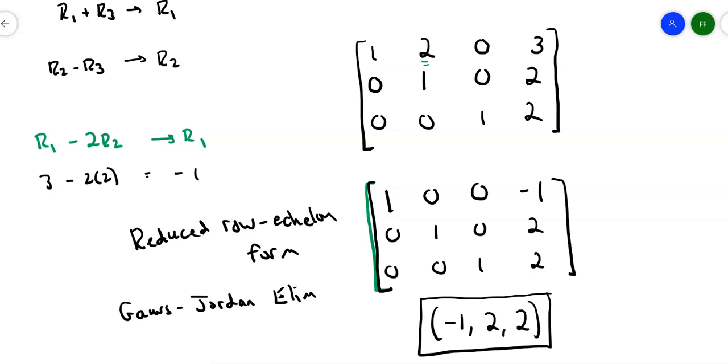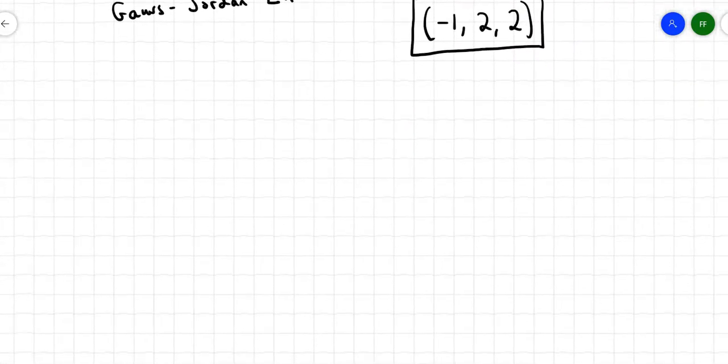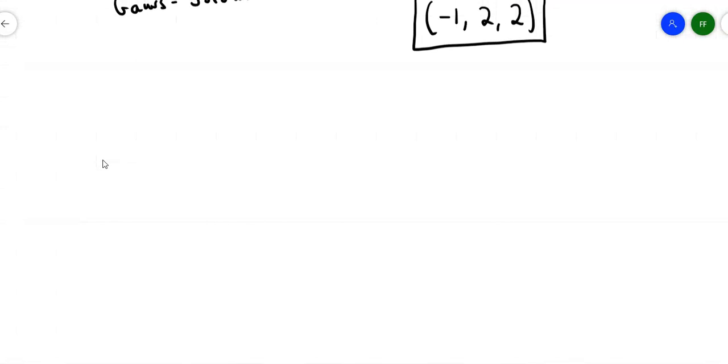All right, let's take a look at one or two more cases. All right, so you can always use Gauss-Jordan elimination. It takes a little bit longer, but it's kind of nice to get that answer right away. All right, let's take a look at this system.